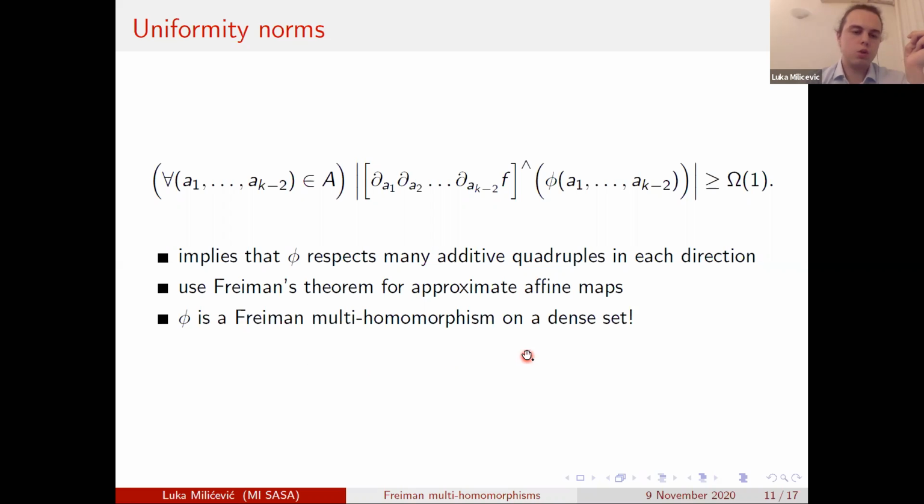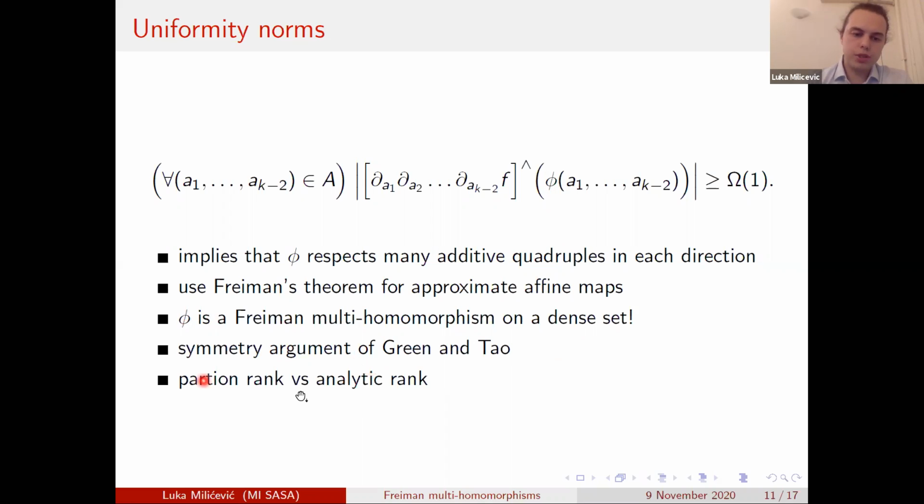Once that happens, you can apply the inverse theorem for Freiman multi-homomorphisms and conclude that phi coincides with some global multi-affine map. The remainder of the proof is not very long, but it relies on some important ideas. The first idea is the so-called symmetry argument of Green and Tau, which is important and which allows us to conclude that phi is a symmetric map. And also partition rank versus analytic rank plays an important role. But that essentially concludes the proof of the inverse theorem for uniformity norms.